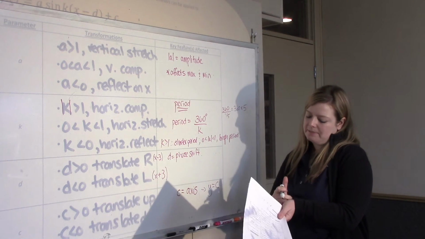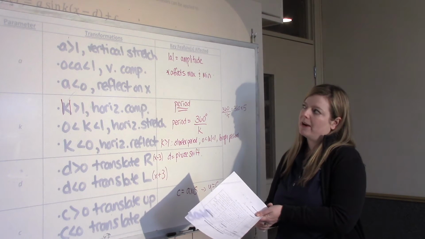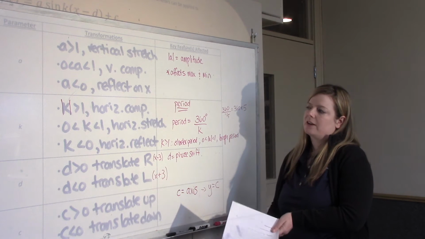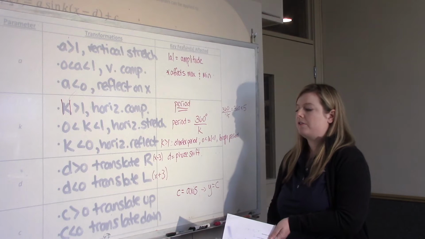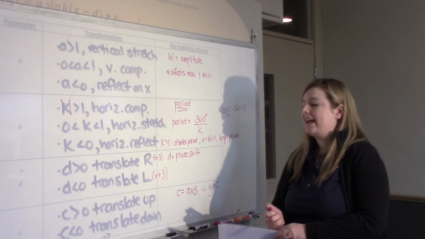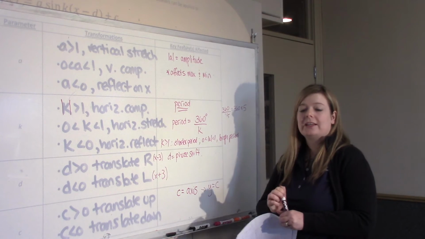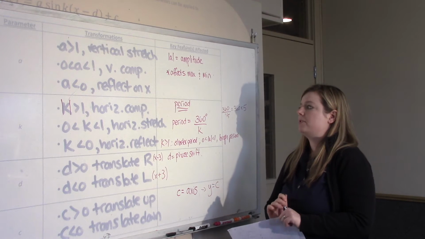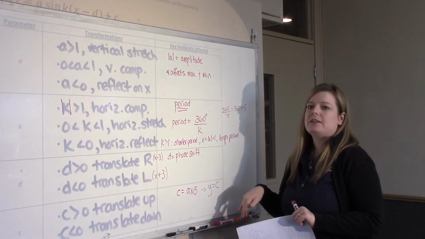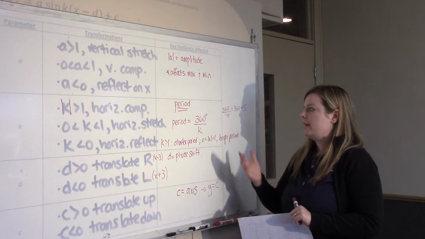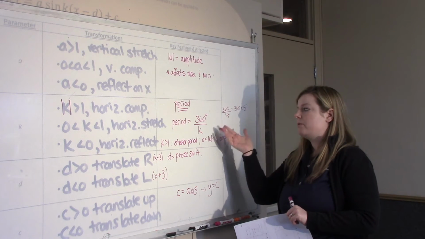So I really like this because these parameters have a direct effect right back onto the function. So you can just look at it and know what the axis is. You can just look at the function and know what the amplitude is. And from that, it's pretty easy to figure out the maximum and the minimum, and it's relatively easy to figure out the period when you know K.